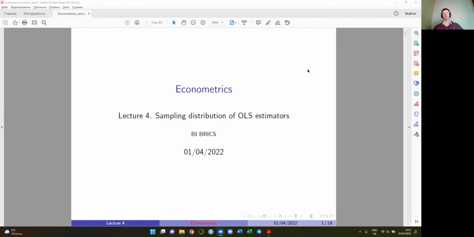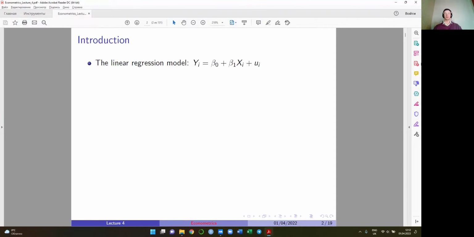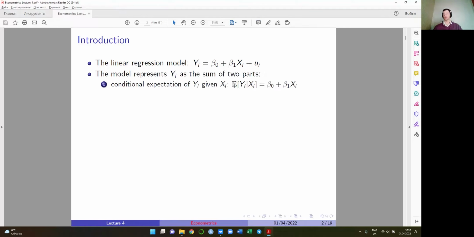Investigation of econometrics, and today we will start our discussion about the sampling distribution of OLS estimators. So let me briefly remind you what we know at the moment. We introduced the linear regression model where the variable of interest y is represented as the sum of two parts. One part is the conditional expectation of y given x, which means that if I have some information about x, I have a chance to predict the value of y.